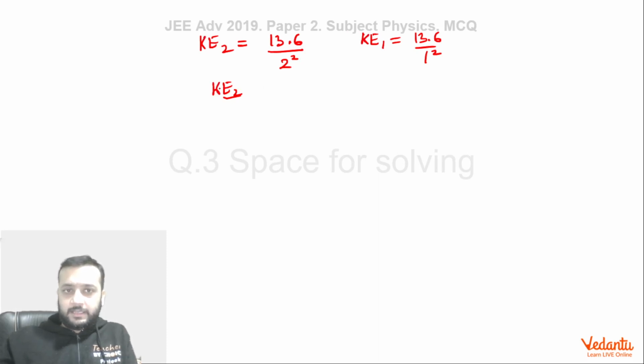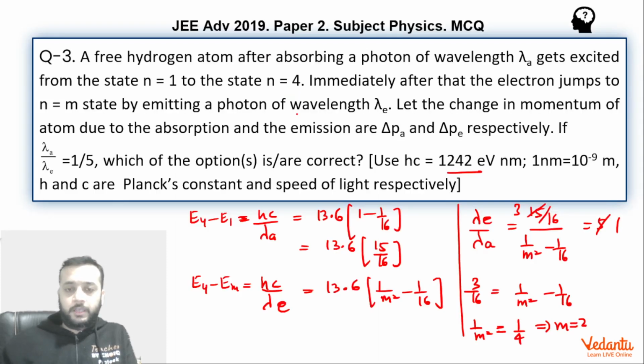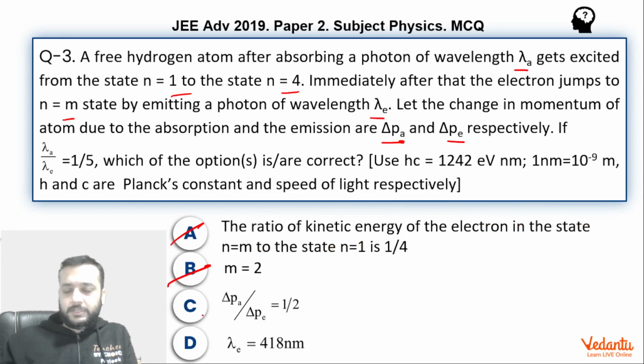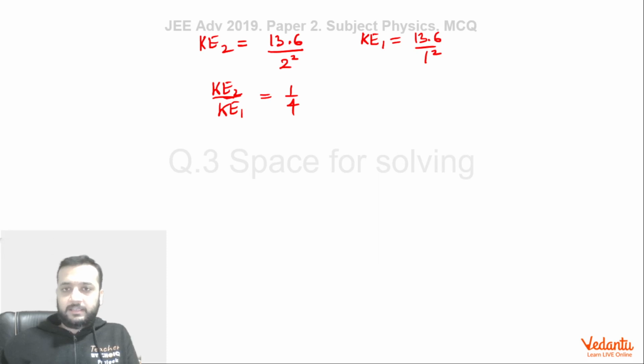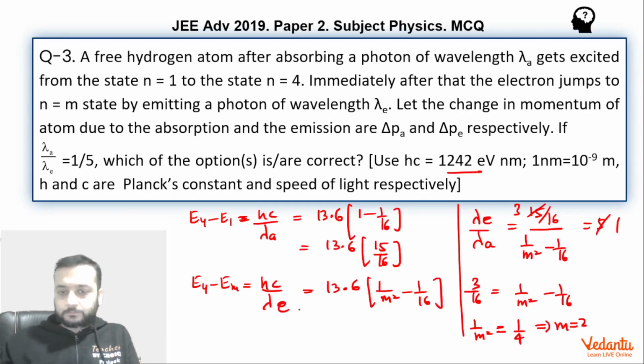सो वी कैन से दैट KE2 बाई KE1 विल बी इक्वल्स टू 1 बाई 4. ओके, सो ऑप्शन 1 और ऑप्शन ए इज ऑल्सो राइट. नाउ डेल्टा पी ए, लैम्डा ई भी निकाल सकते हैं. लैम्डा ई की वैल्यू 418 नैनोमीटर्स, देखते हैं आती है कि नहीं. वी ऑलरेडी नो दैट, ये वैल्यू हम ऑलरेडी निकाल चुके हैं, ठीक है.